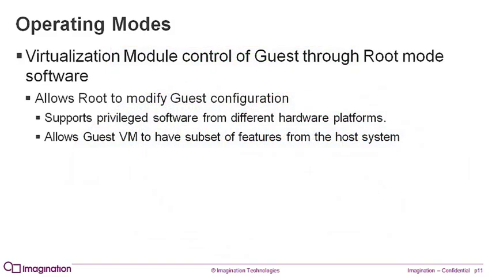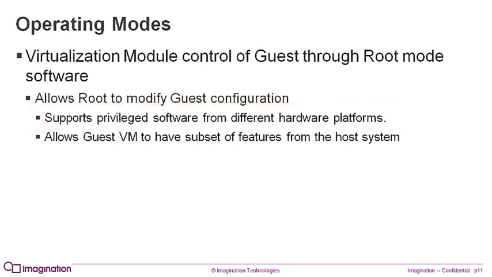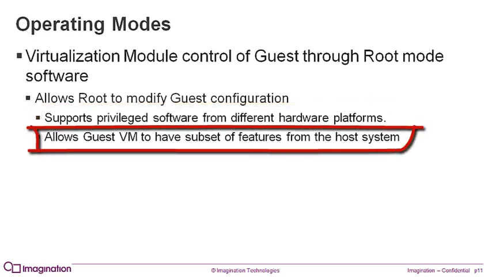The MIPS virtualization module allows the hypervisor to modify guest configuration by writing the guest configuration registers. In this manner, such a virtualization system can support privileged software from different hardware platforms by running them as guests with different configurations. This allows a virtualized guest to have features and capabilities which are a subset of the root host machine and different from other guests.